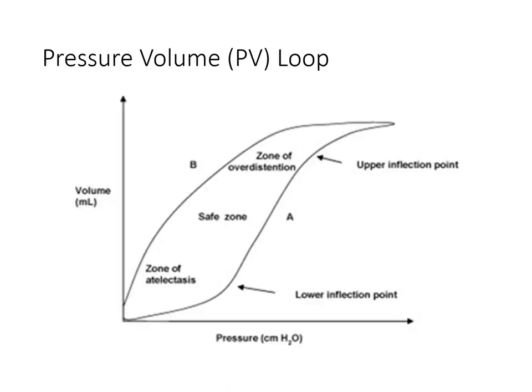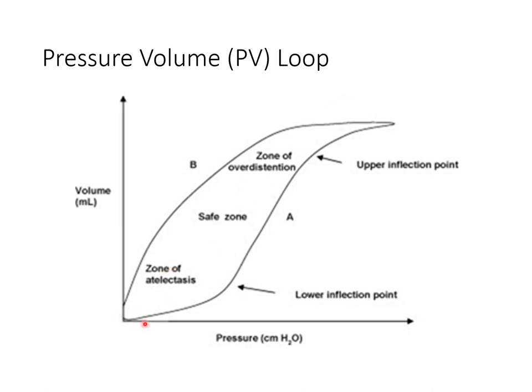So, the concept also is the pressure volume loop. We know that this is the lungs' PV loop, and I think all of you are aware of this. At zero, when there is no volume, there is zero pressure, right? And as we increase the pressure, the volume of the lung increases. But it is not a linear relationship.